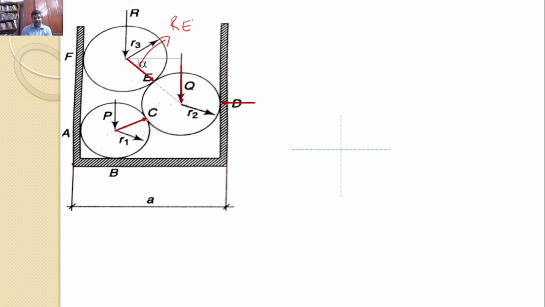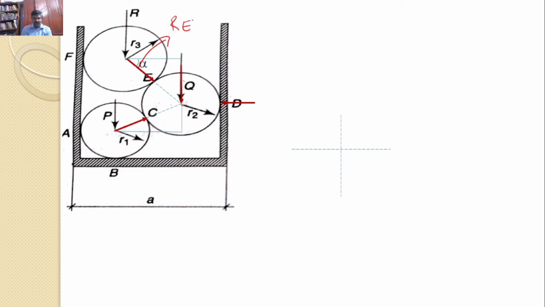Let us assume this reaction force is RC. This reaction force also acts along the line joining these two cylinders. Now there are four forces. Let us transfer all these four forces onto a separate xy plane. Here our interest is also to find the angle made by this force with the x-axis.